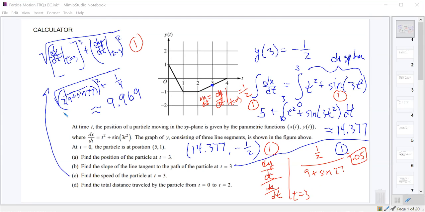Oh, it's just 9 plus, oh, I'm just, never mind. Yeah, 9 plus sine 27 squared. My fault. Yeah, I see what you're saying. I just looked at what I had written over there thinking it was dy dt. That's my fault. Just 9 plus sine 27 squared. I just looked at the whole thing, which was dy dx.